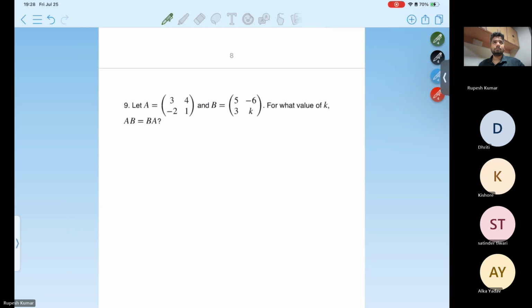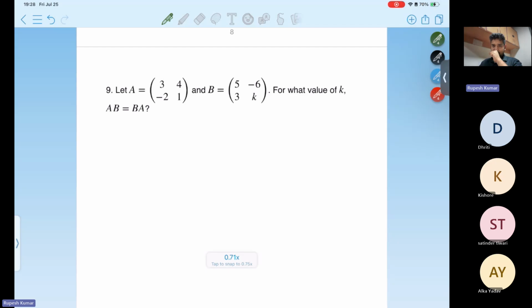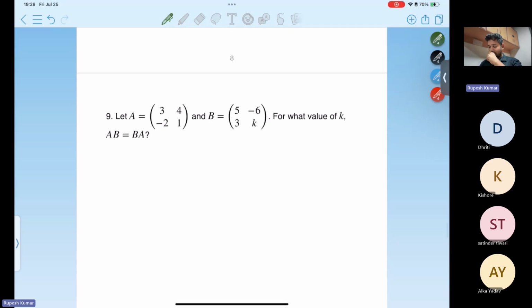Fine. Let's move on to question number 9. So let A equals (3, 4) and B equals (5, -6). For what value of K is AB equal to BA?